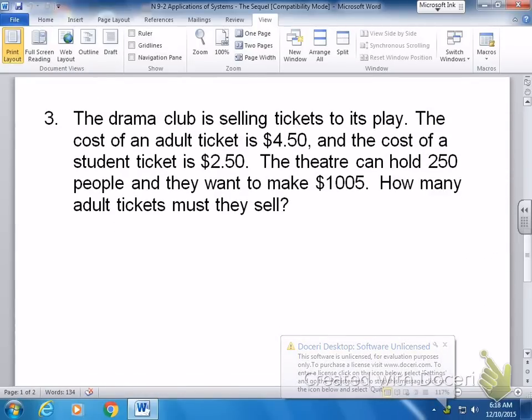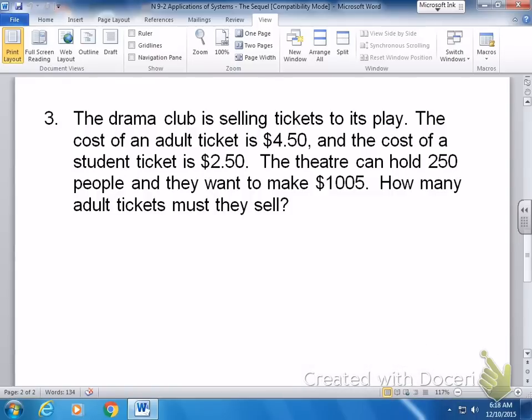The drama club is selling tickets to its play. The cost of an adult ticket is $4.50. The cost of a student's ticket is $2.50. The theater can hold 250 people, and they want to make $1,005. How many adult tickets must they sell?